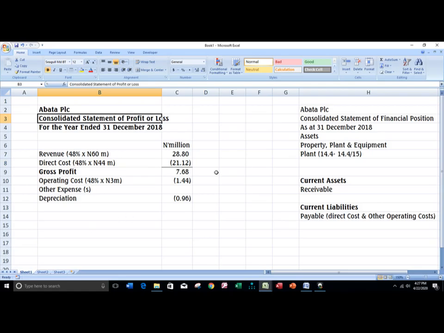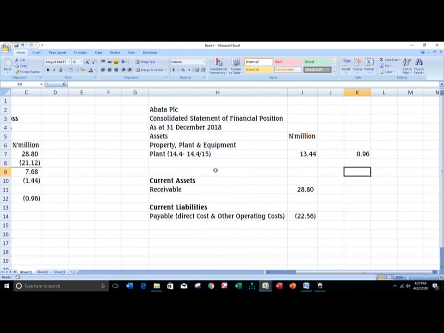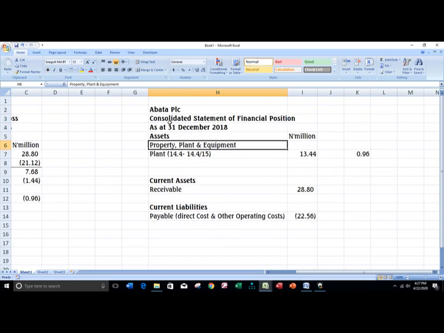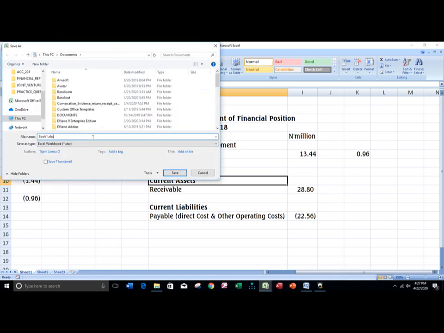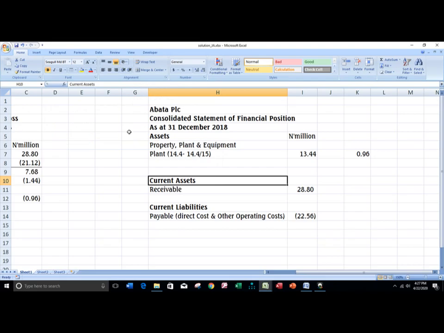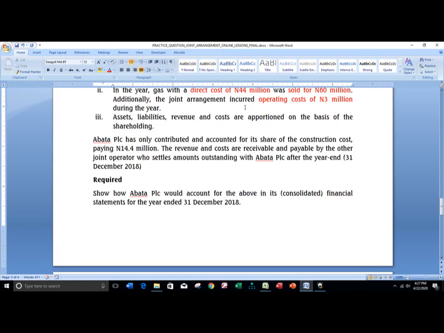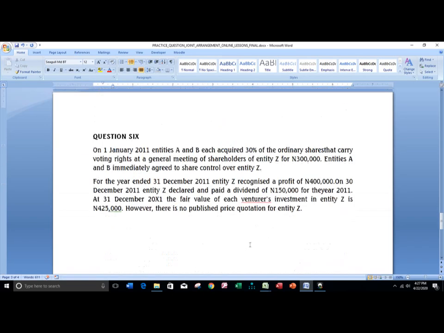Consolidated statement of profit or loss, and then consolidated statement of financial position. Are you following? Good, good. So this is going to help. Maybe let's call it the solution, joint arrangement. Good. So I hope you are very clear with question 5. So move on quickly to question 6.